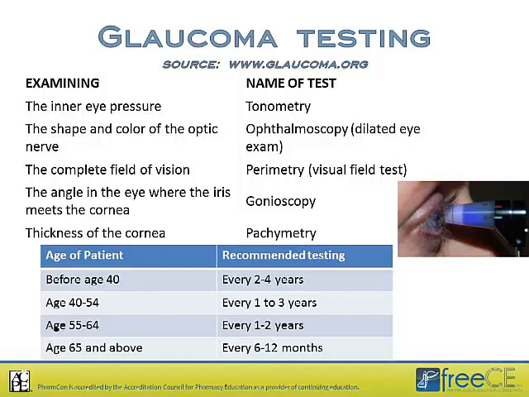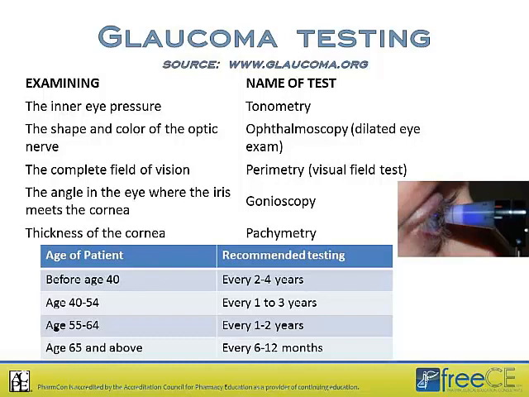Trained clinicians can also check out the shape and color of the optic nerve with a dilated eye exam with ophthalmoscopy. They can also do that complete field of vision test, which is called perimetry. And some of us older pharmacists have used that. That's where they hand you the button and you look for the squiggles. And the minute you see the squiggle come in, you hit the button. That's testing the field of vision. And that's also another glaucoma test.